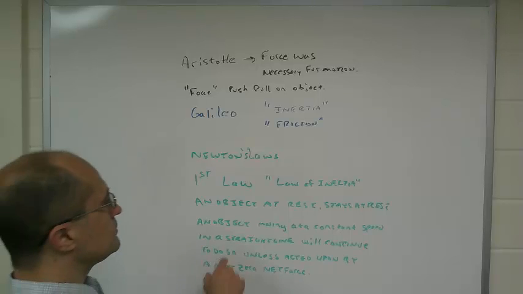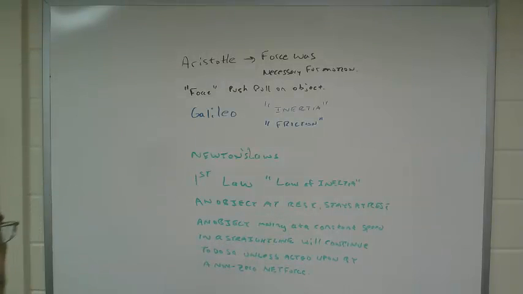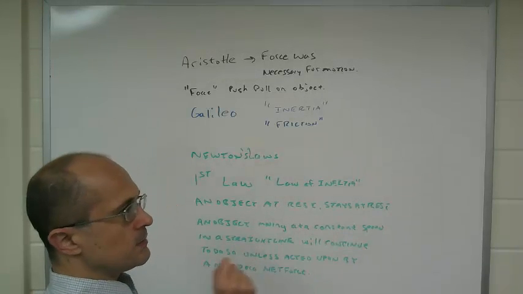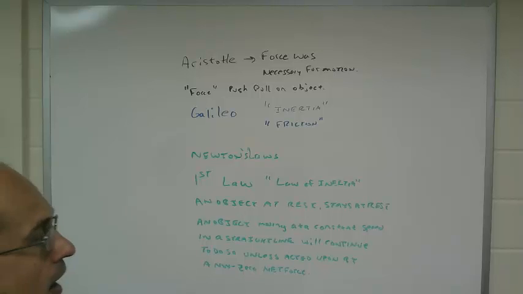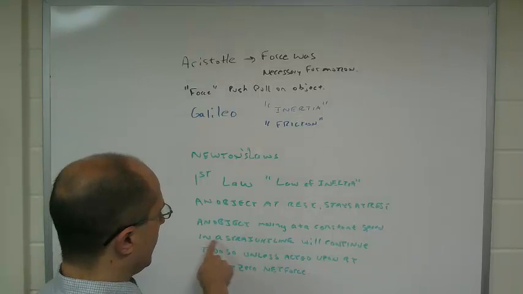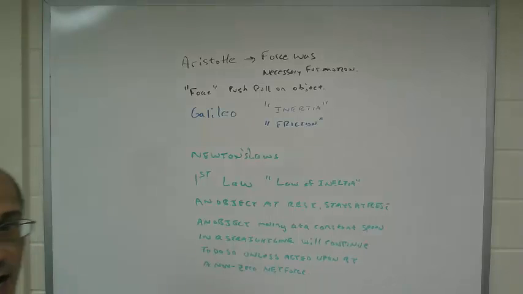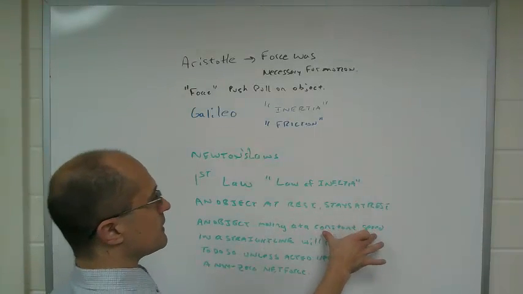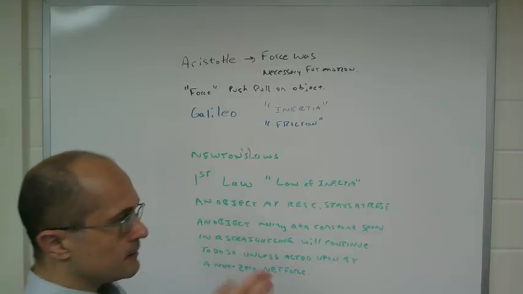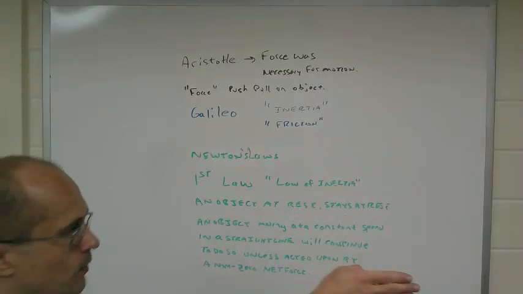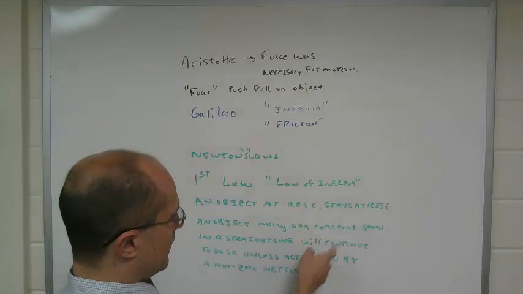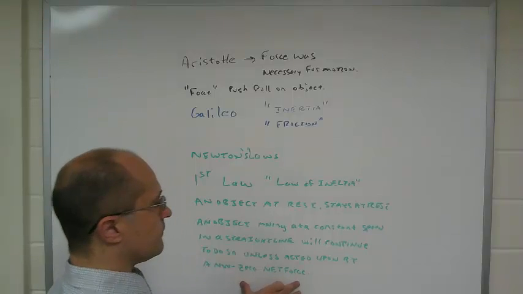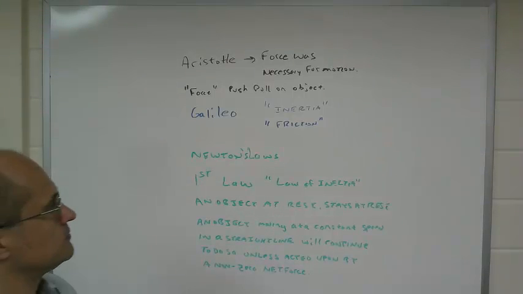And the reason that this part's in here, it's not just an object in motion stays in motion. It's an object at a constant speed, which means the magnitude of the velocity isn't changing, and in a straight line, which means it's not changing directions. So if you have an object moving at a constant speed in a straight line, it's just moving in one direction at a constant speed. It'll continue to do that unless some non-zero net force acts on it. And this is Newton's first law.